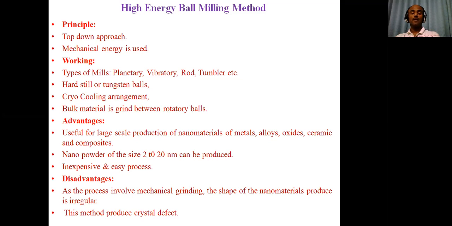What are the advantages? It is useful for large scale production of nanomaterial of metal, alloys, oxides, ceramics, and composites. Nano powder of the size 2 to 20 nanometer can be produced. It is an inexpensive and easy process. And what are the disadvantages? As the process involves mechanical grinding, the shape of the nanomaterial produced is irregular, and this method produces some crystal defects due to the mechanical grinding.